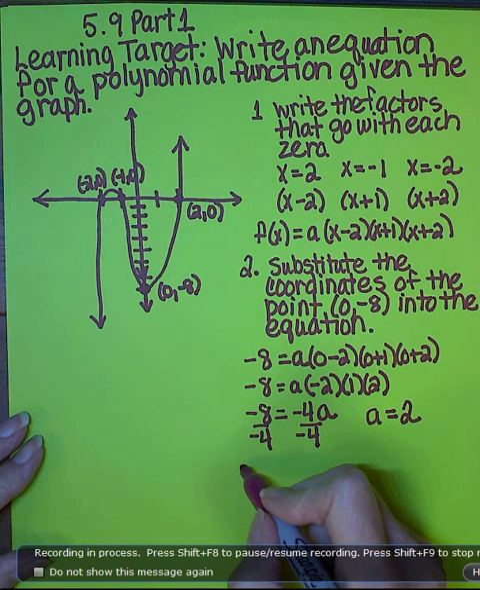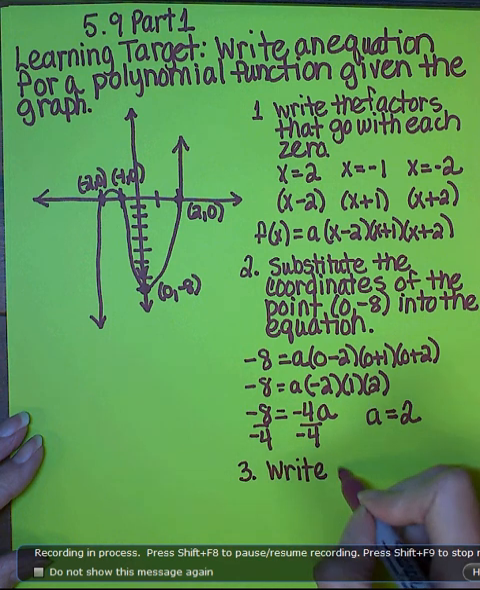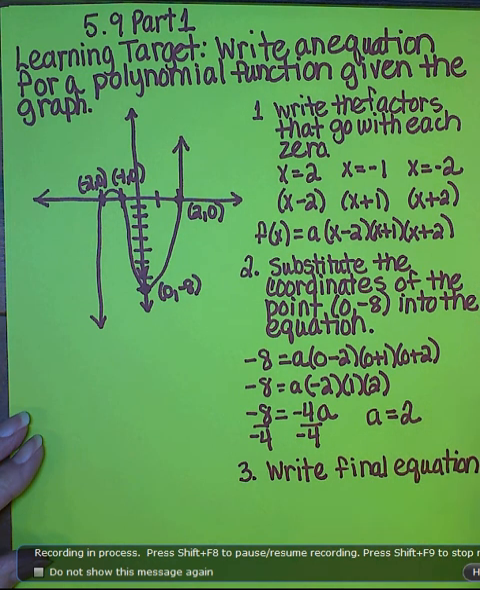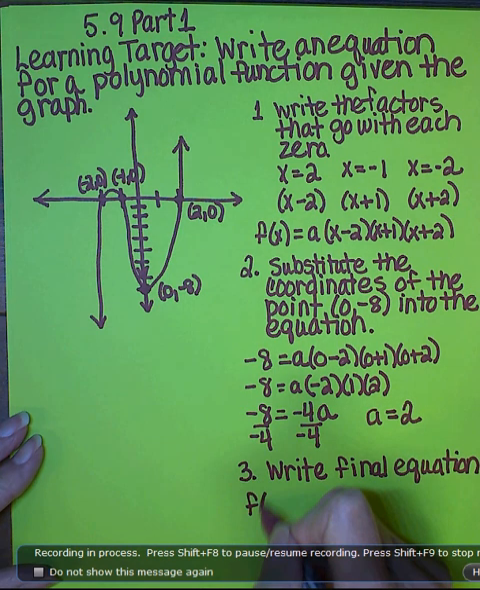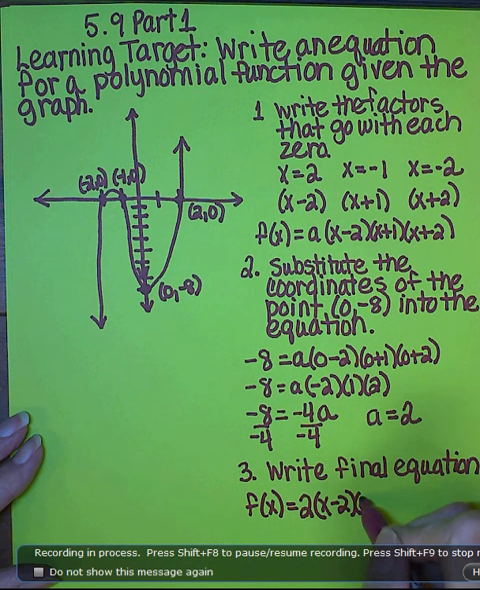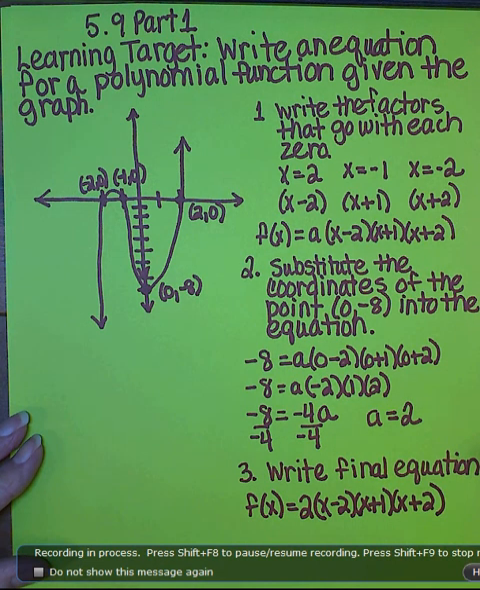And then you just write your equation. So you would write your final equation. So we put our coefficient back in, and then we use our factors that we got from step 1. And then you can just leave your answer like this. If you look up answers in the back of the book, they have multiplied this all out. And I don't think that's necessary, so just leave it just like that.